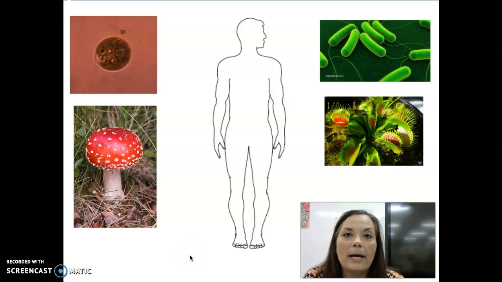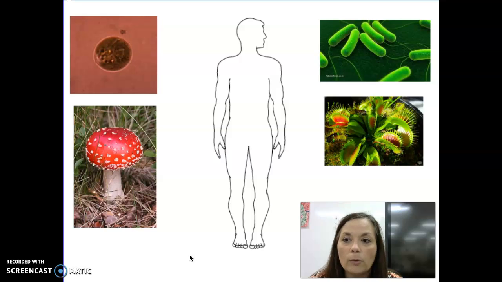Today I wanted to talk about characteristics of living things. So on the screen here you see a person, a mushroom, a Venus flytrap, which is a plant, of course. The green one is bacteria, and the one in the top left is a protist. So these are all examples of living things. And I just want you to kind of think for a minute, what do all of these things have in common? Even though they're very different, like what classifies something as being alive or not?